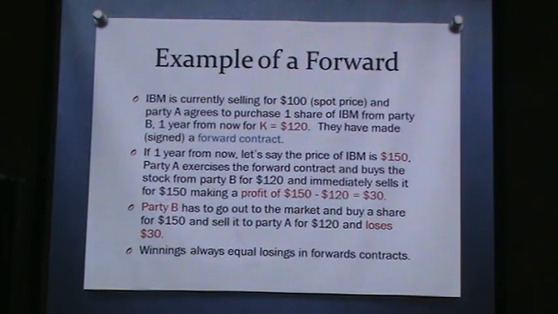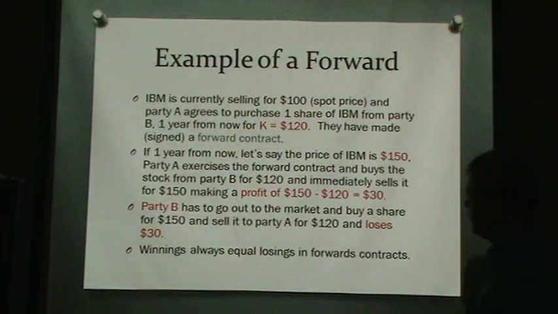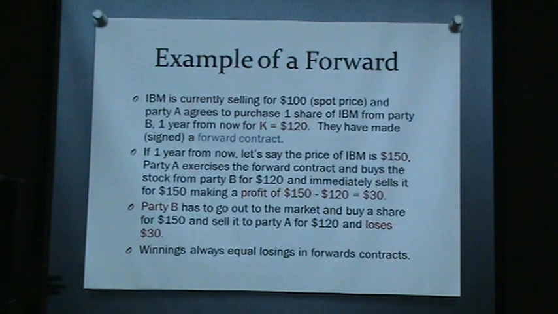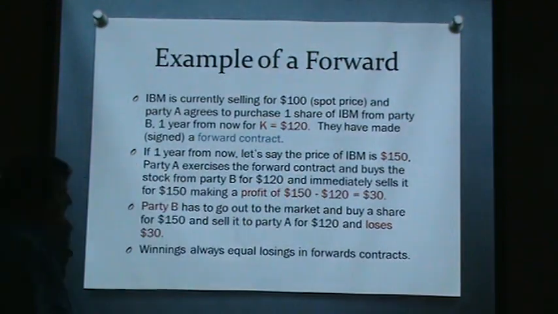Okay, a lot of this stuff is easy to follow with an example and just by definition. Suppose somebody wanted to do a futures contract on a stock. This is unusual to do, but it gets the point across. Suppose IBM is currently selling for $100 a share. We say that's the spot price, the current price. And party A agrees to purchase one share of IBM from party B 1 year from today, and they both agree to do this for $120.